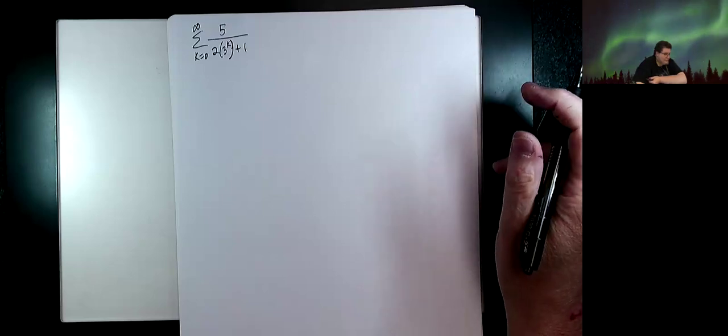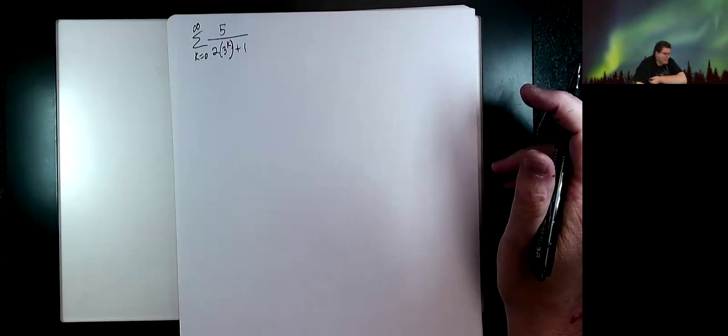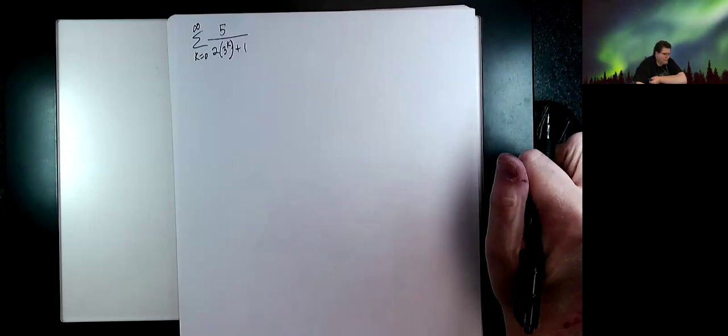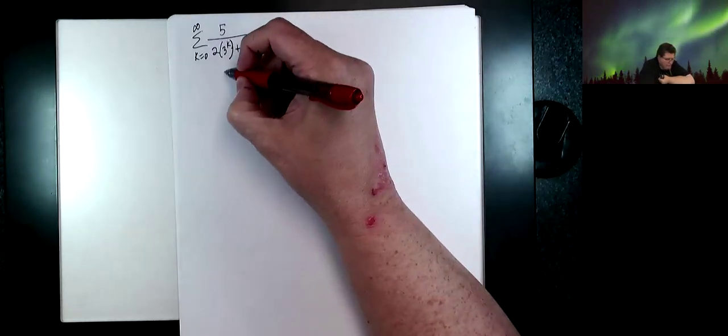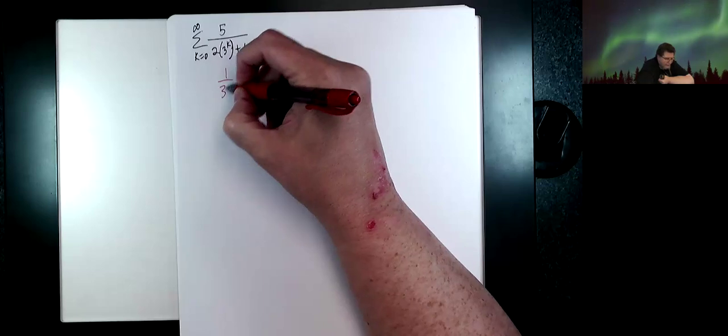Now, the divergence test: you do the limit as it goes to infinity, and this is going to equal 0. That doesn't tell you whether it converges or diverges. What does this kind of look like here, though? It looks kind of like a geometric series, so maybe we can compare it to 1/3 to the K.